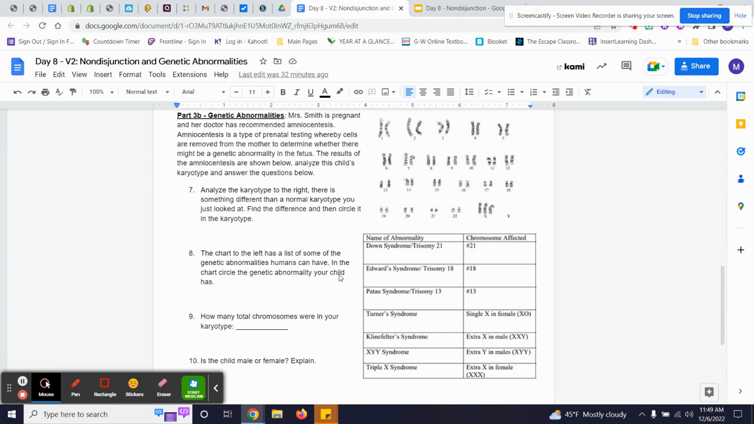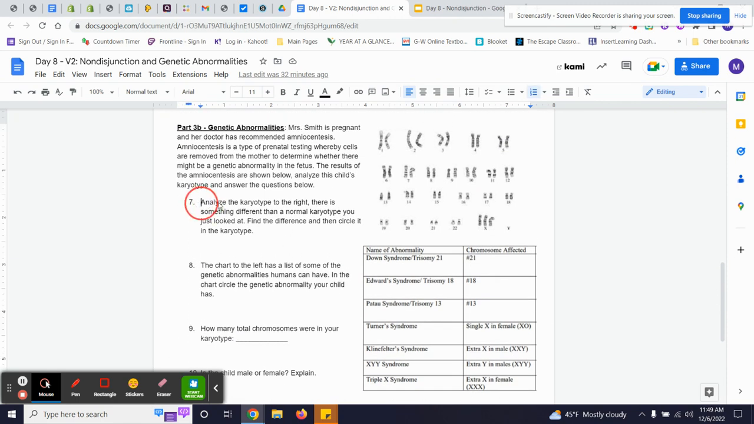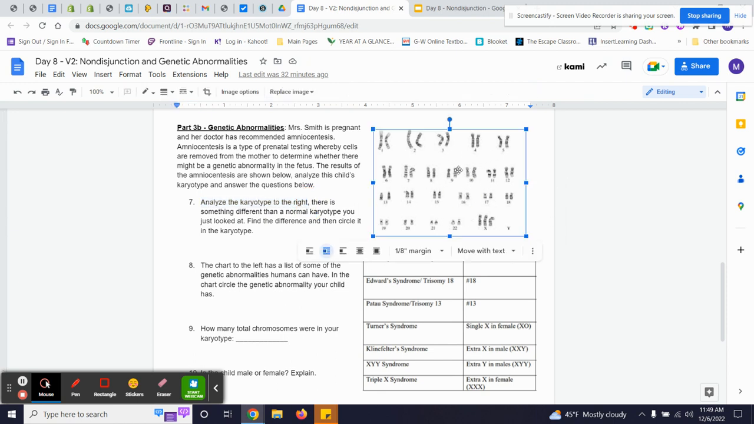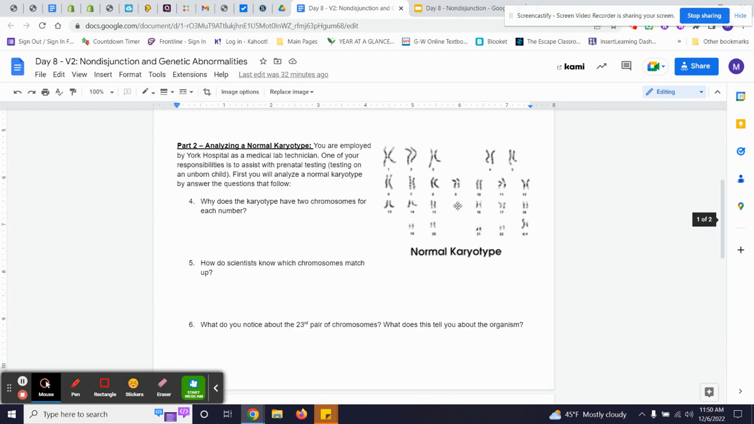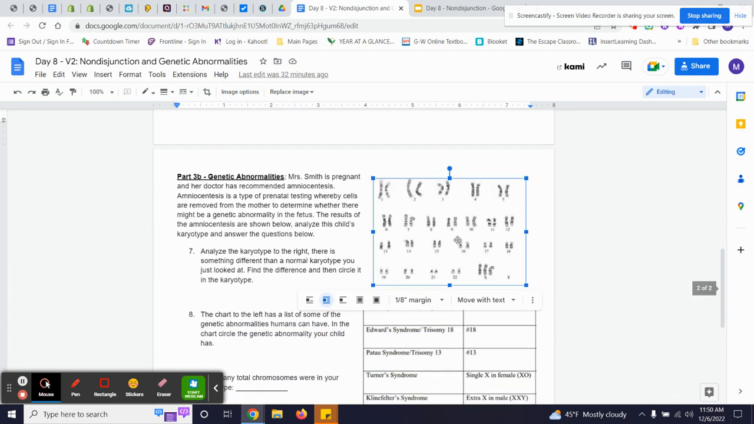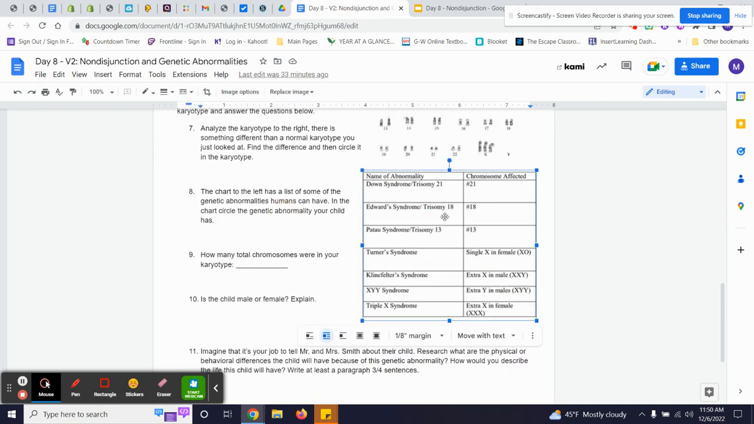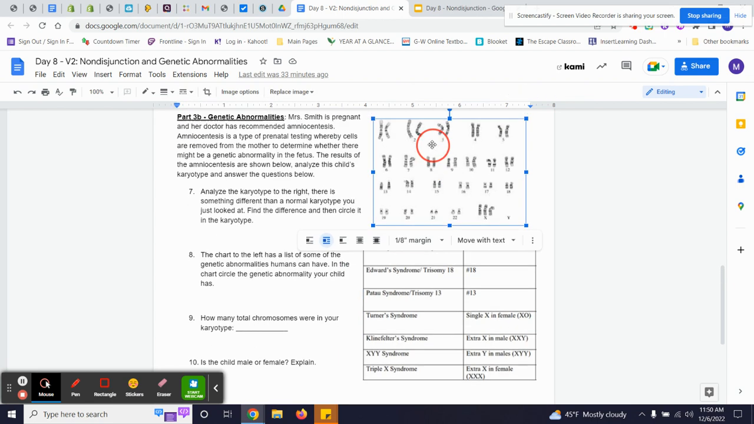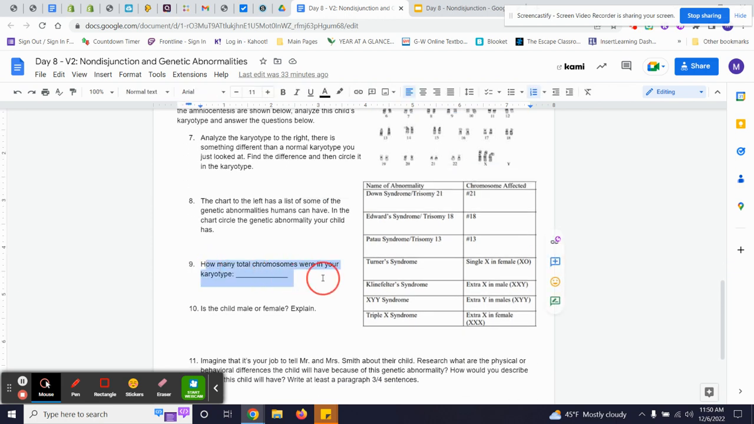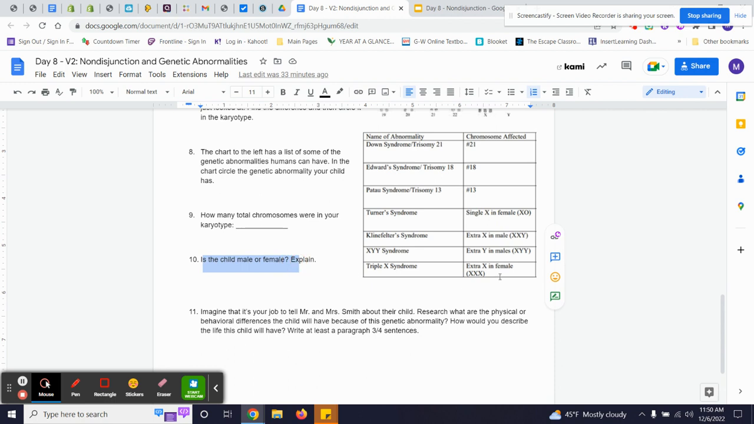And then this back is the genetic abnormality. So you're going to look at your karyotype over here, this picture. You're going to analyze this picture, and in this picture, you're going to circle what's different than my normal person. So in here, you're going to have either too many of something or something missing. Then for number 8, it says in this chart you're going to circle which one of these abnormalities they have. So in this picture circle, then you're going to say how many total chromosomes, and figure out if it's a male or female. Notice in this chart, some of them tell you if it's male or female.